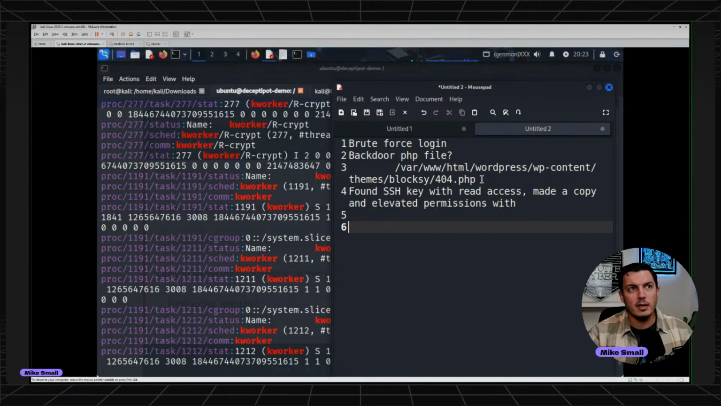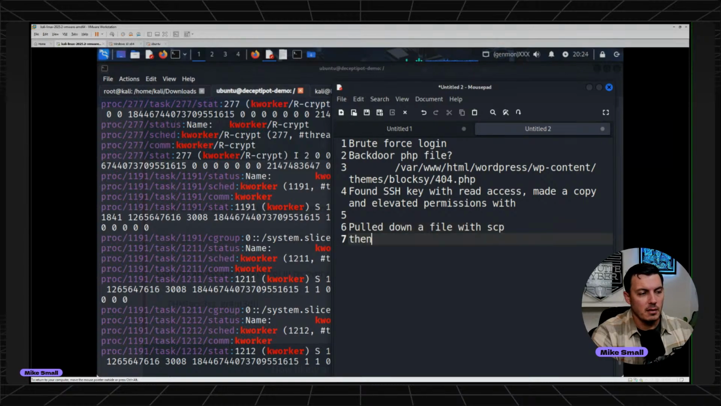So with that key, they were able to say, I'm now root. Then after that, they pulled down a file with SCP. Then they installed a service, Kworker, and this was their backdoor.